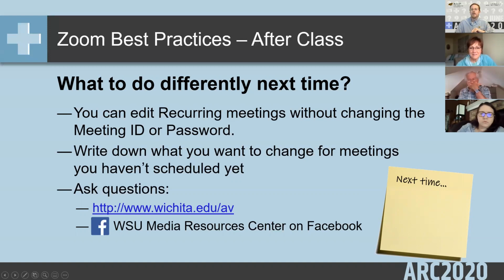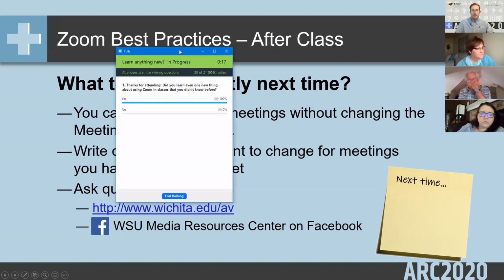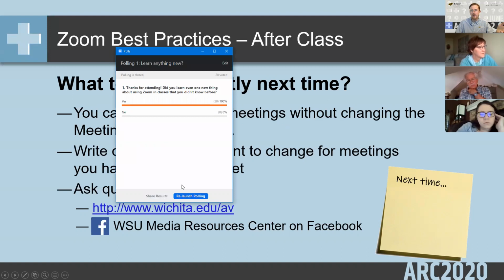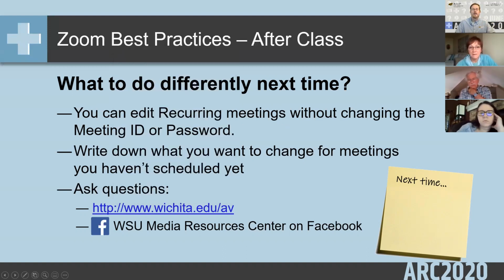I'll bring this down here so you can see it. As the instructor, when you launch a poll, you get to see in real time how many people have responded. And as the host, you cannot respond. When you're done, you can hit end polling and then share the results. That should pop up on your screen and you can look at it as long as you want until I hit stop share.